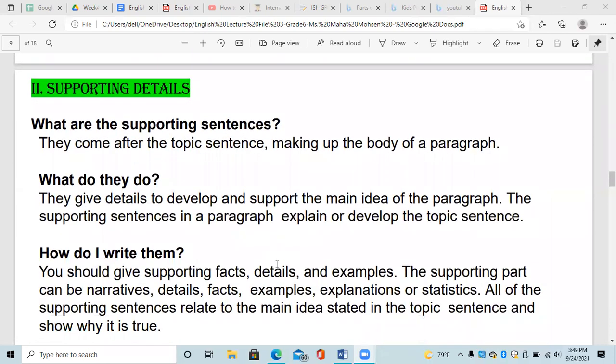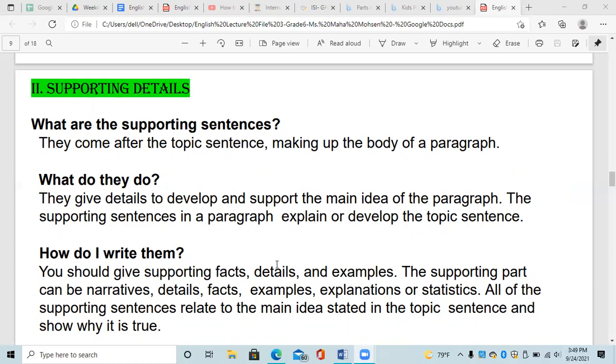So after writing the topic sentence, as I said, we have to start writing details about that topic. What are the supporting sentences, or the sentences that include supporting details? Supporting sentences come after the topic sentence and they make up the body of a paragraph. What do they do? They give details to develop and support the main idea of the paragraph. The supporting sentences in a paragraph explain or develop the topic sentence.